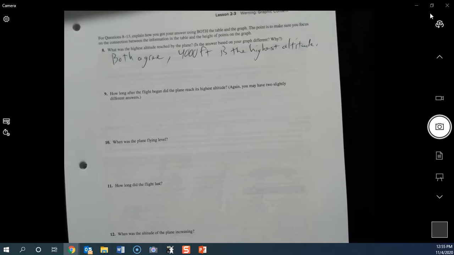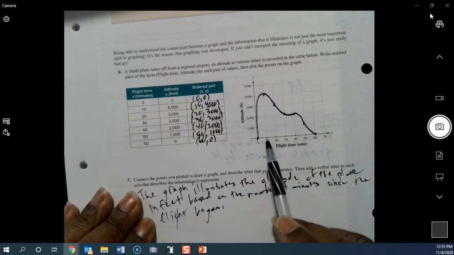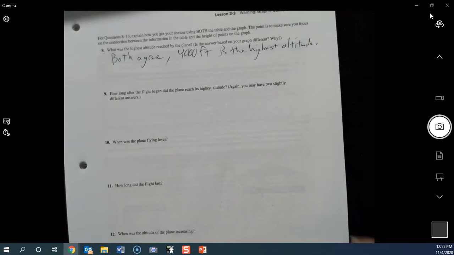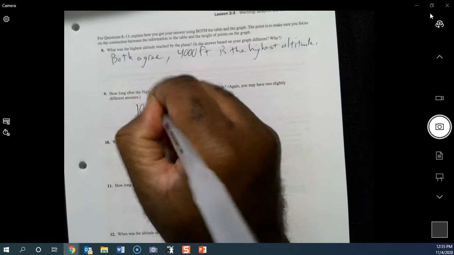How long after the flight began did the plane reach its highest altitude? Now, if you look here, 4,000 reached after 10 minutes. Here is after 10 minutes. So it'll be 10 minutes.